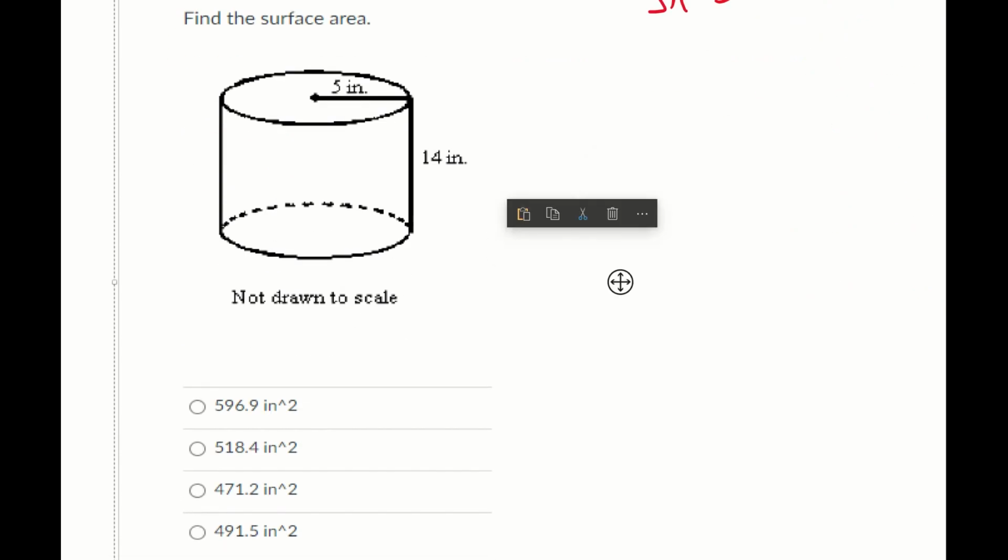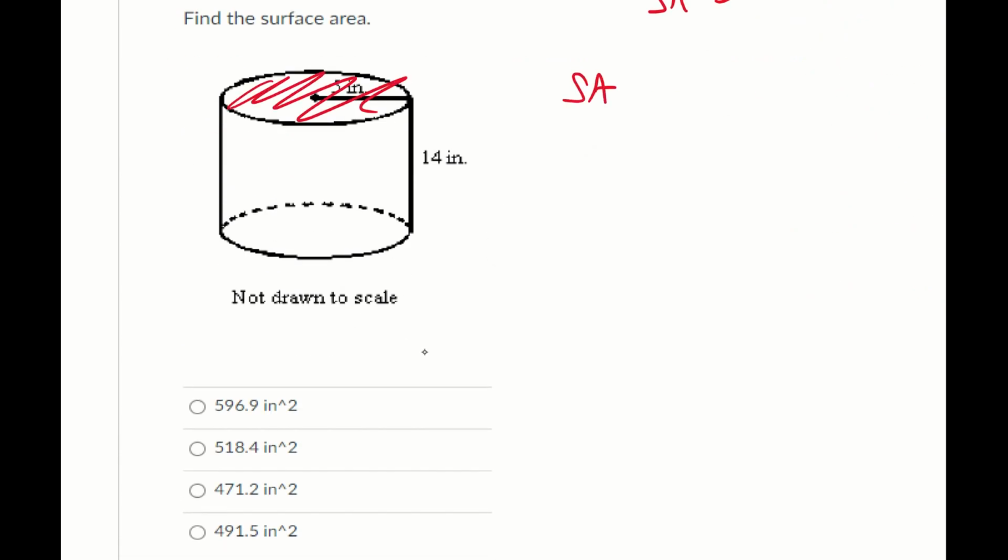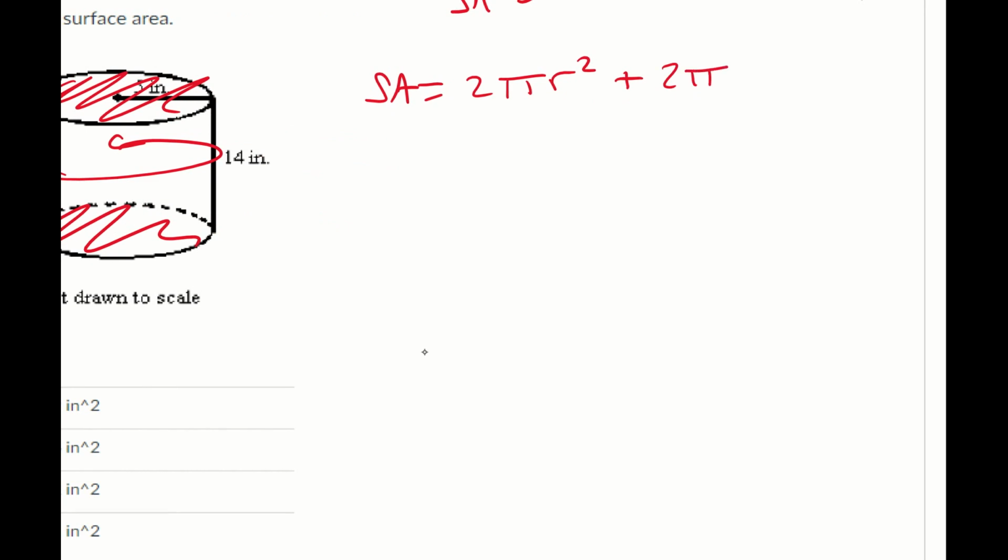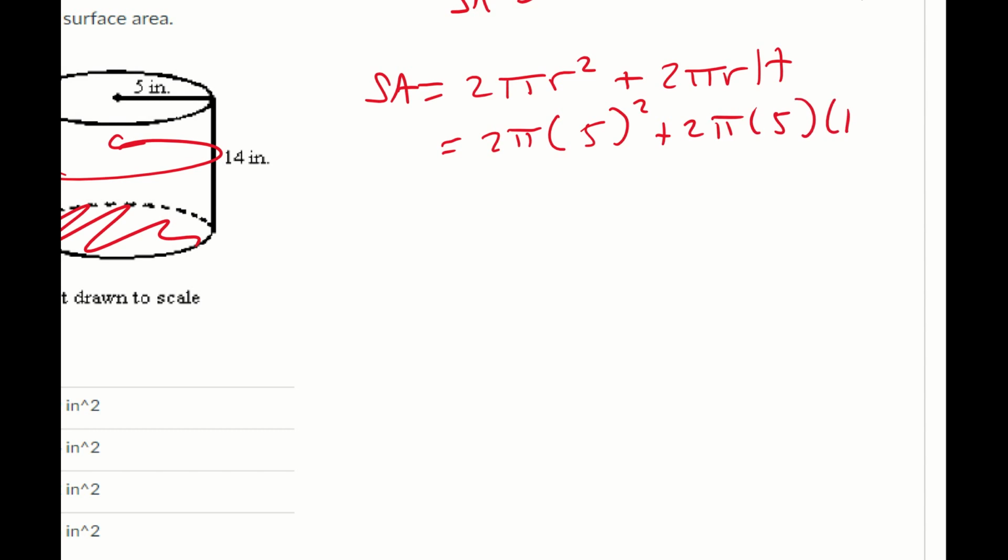All right, so the surface area of a cylinder, recall there's 2 circles, right? So there's this one and then this one. So it's 2 circles, so it's 2 pi r squared. And then the part that wraps around is the circumference of a circle times the height of the cylinder. And that's your formula. So we got 2 pi times 5 squared. I believe that's a 5 there. Yep. Plus 2 pi times 5 times 14.